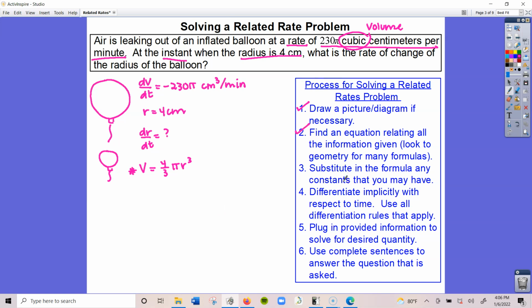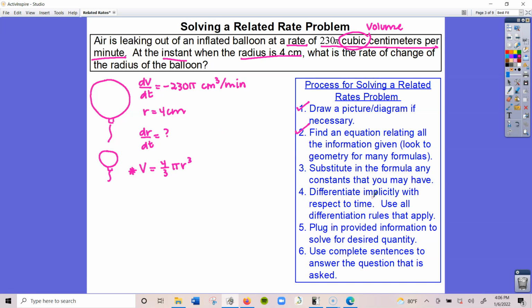The next step is to substitute in the formula any constants that you may have. Now, a constant would be something like, let's say, the radius. But since the balloon here is deflating, the radius is going to change. So this is not a constant, so I can't plug anything in. So we're going to skip this step.